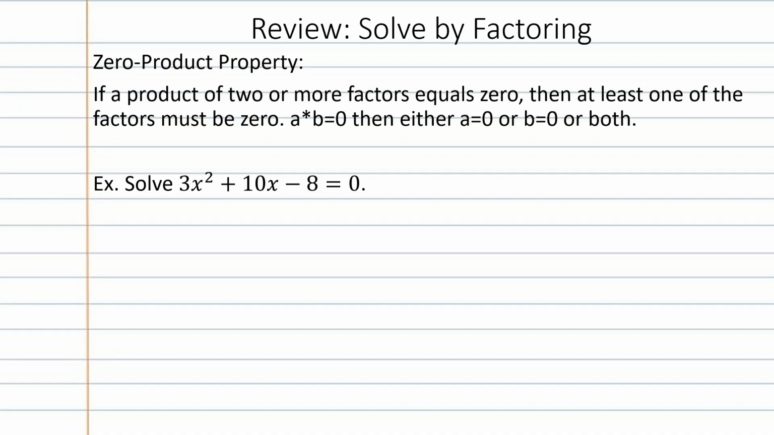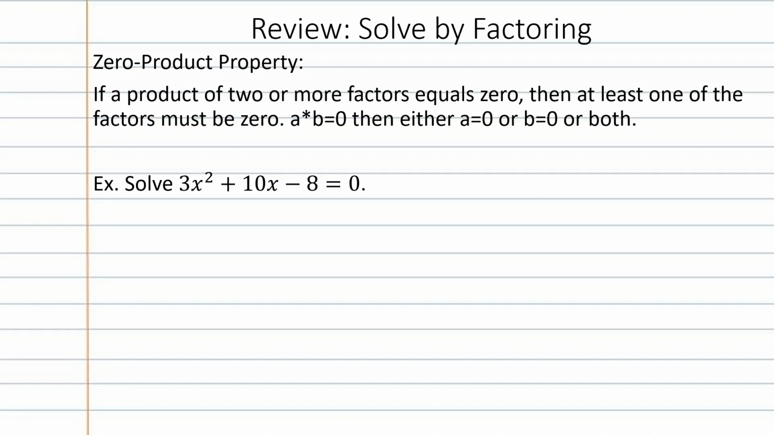But in order to get started, we have to review the zero product property, which says if a product of two or more factors equals 0, then at least one of the factors must be 0. Because A times B equals 0 means that either A has to be 0, B has to be 0, or both of them have to be 0.